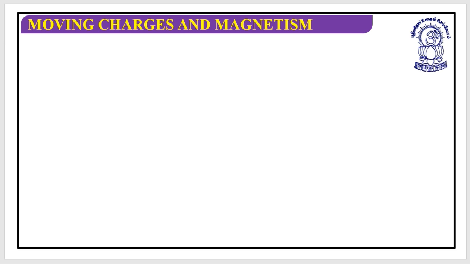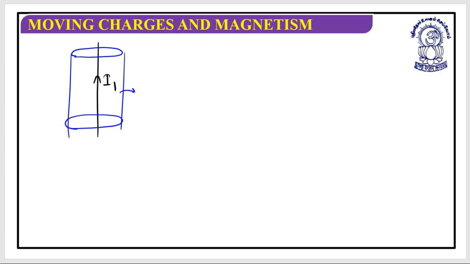Suppose a straight conductor is given, and this is having a current of I1. Then this is a solid cylinder, and the current that is flowing in the same direction is I2. Actually, it is flowing through the axial part, but I have represented it on the outer side so that things would be clearer.